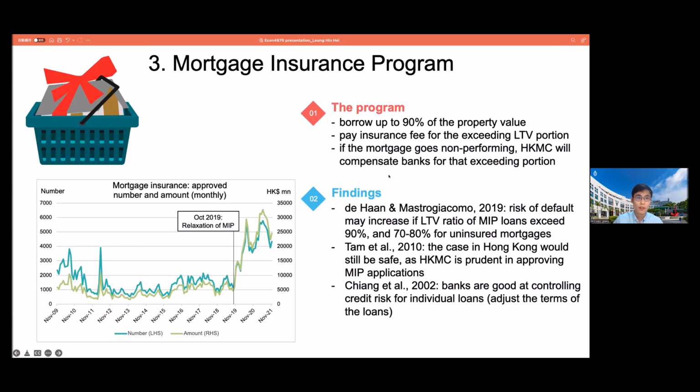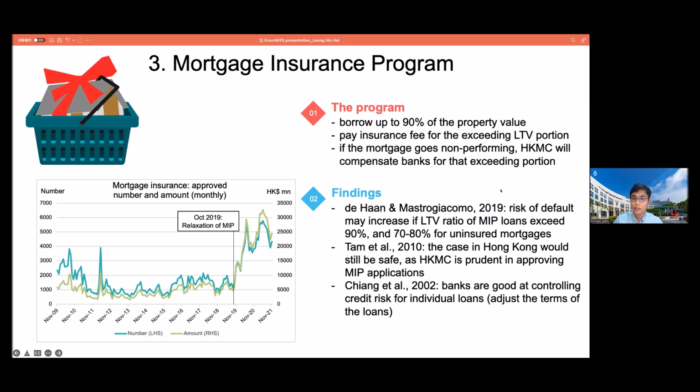And the third point is the mortgage insurance program. It is a program in which people can borrow up to 90% of their property value, and they need to pay the insurance fee for the exceeding LTV portion. Because if they can borrow 90% of the property value, they will need to pay an insurance fee for around 30% of the total amount of the property. And if the mortgage goes non-performing, the HKMC, which provides the mortgage insurance, will compensate banks for that exceeding portion if the person cannot repay the loan.